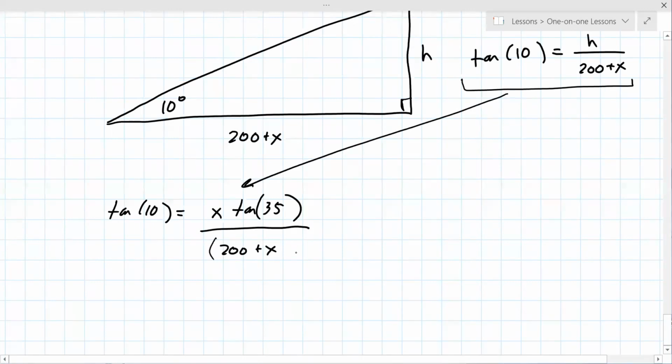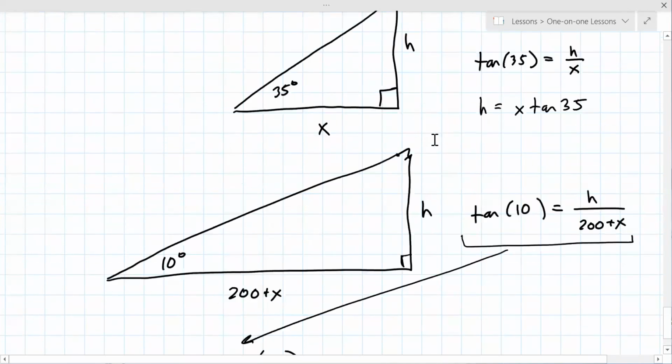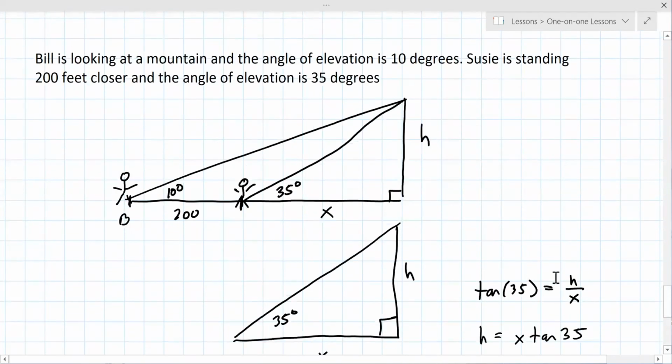I don't think you need to work it. Okay. Notice that if H is given, like if they say, oh, it's a 500-foot tall mountain, you can immediately find X. Like that was what they gave us in the last problem. Yeah.